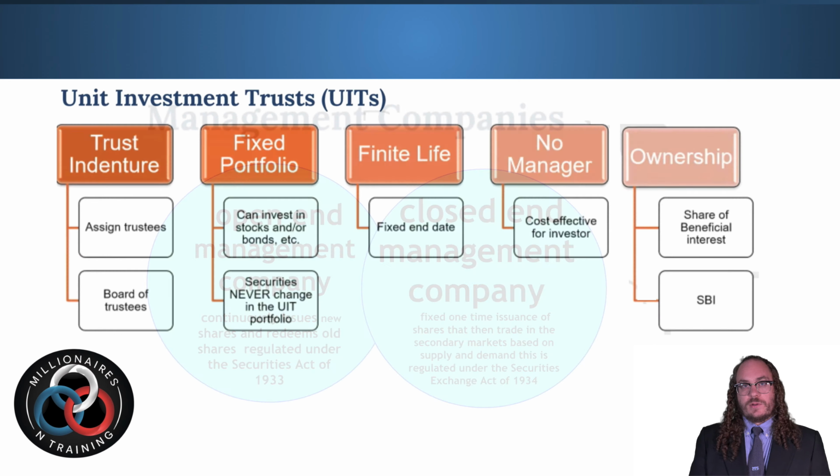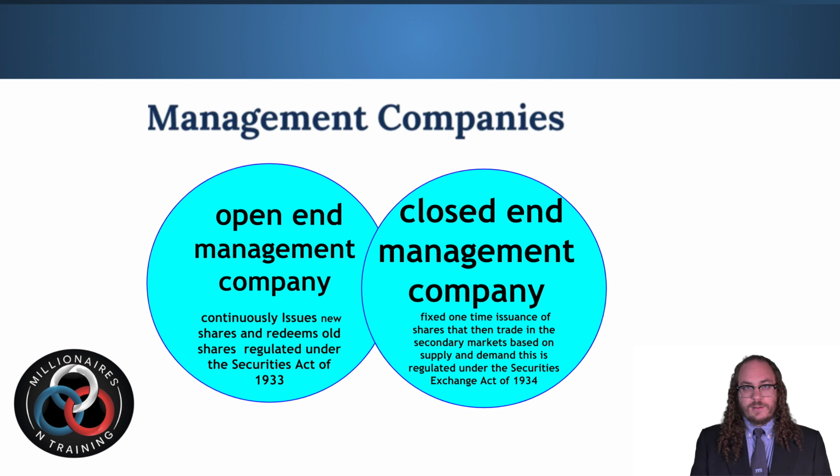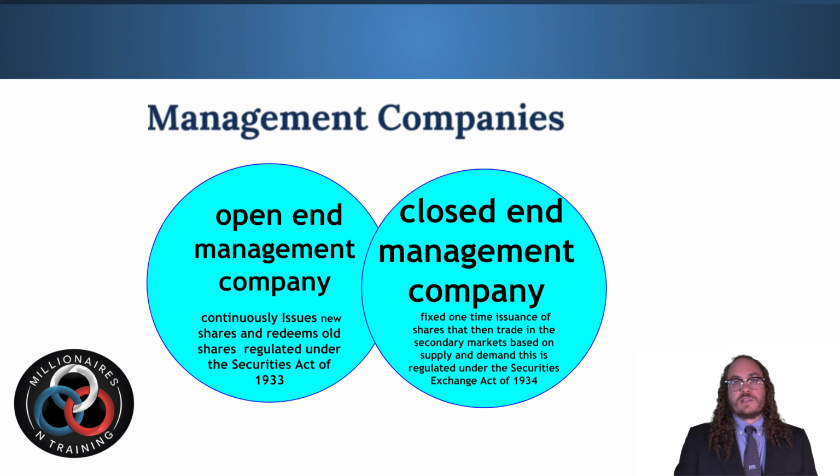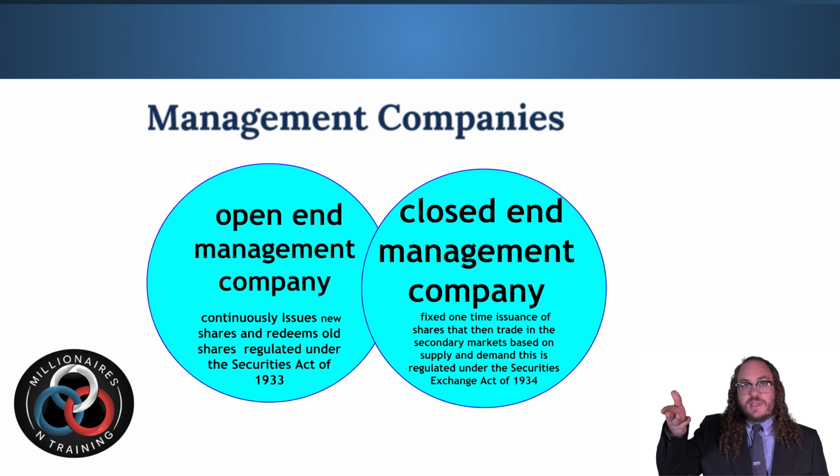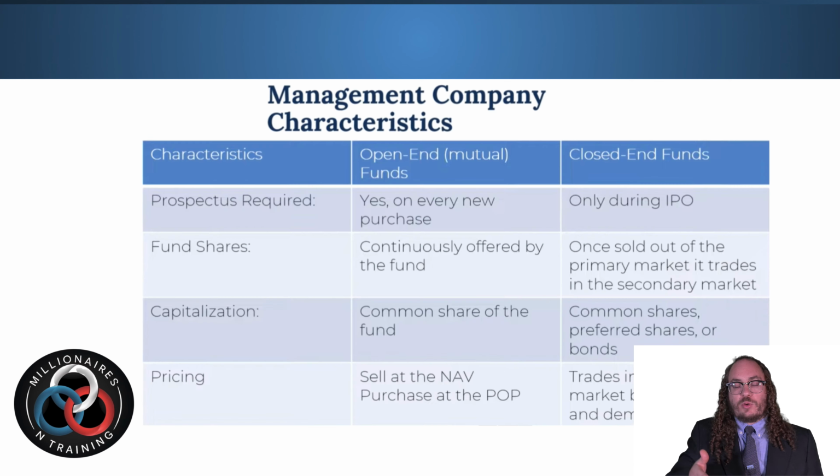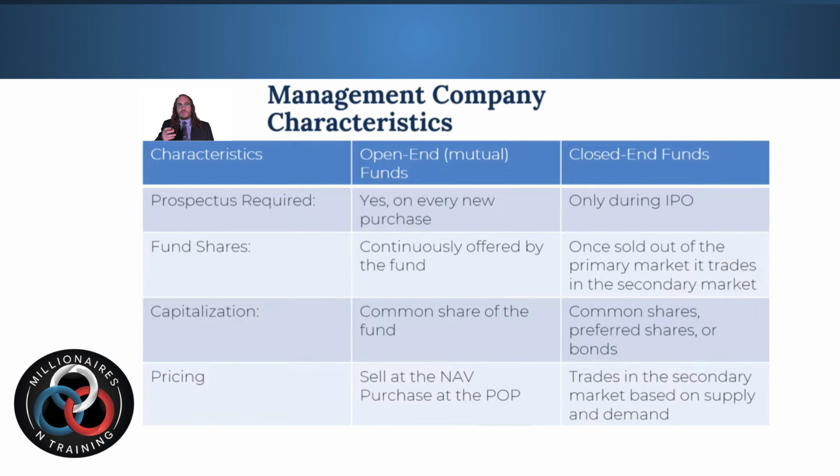Management company characteristics. For an open-end fund, a prospectus is required on every new purchase because mutual funds are always in the primary market issuing new shares. Each purchase is considered a new share, and a prospectus is required, whereas a closed-end fund requires a prospectus during its initial public offering. With an open-end fund, shares are continuously offered by the fund. So if you want to buy into the fund, they will make new shares available for you, and when you get ready to sell that fund, they will redeem those shares from you.